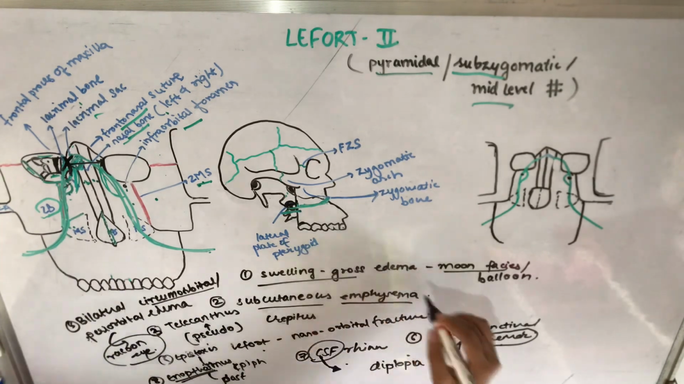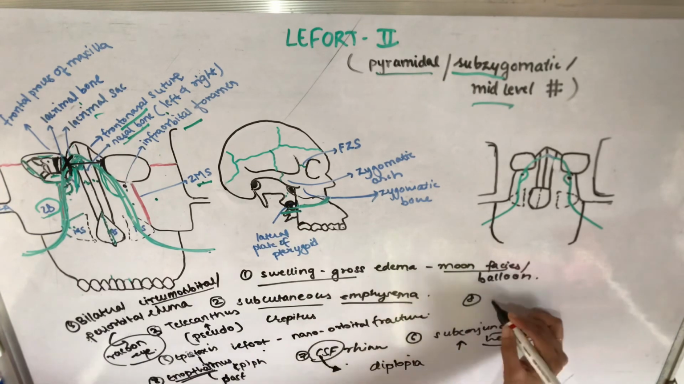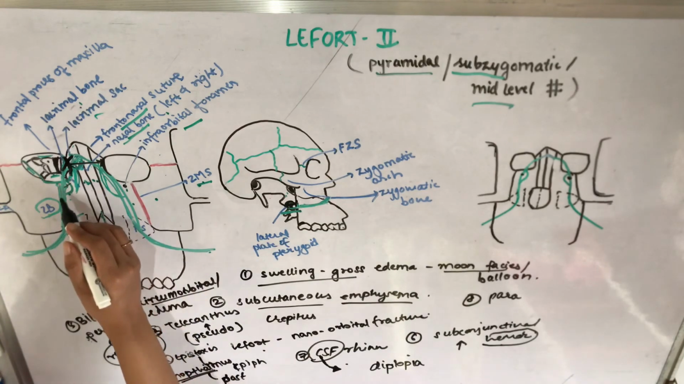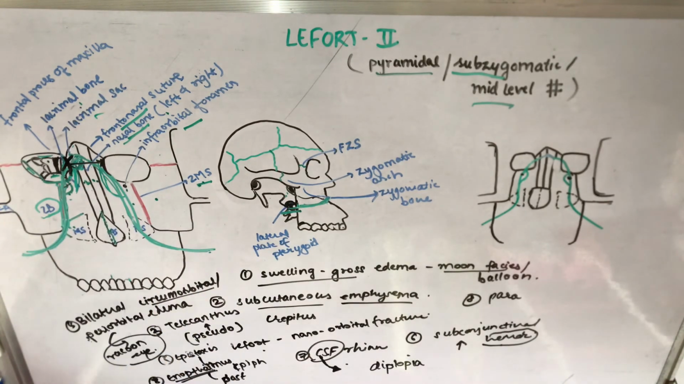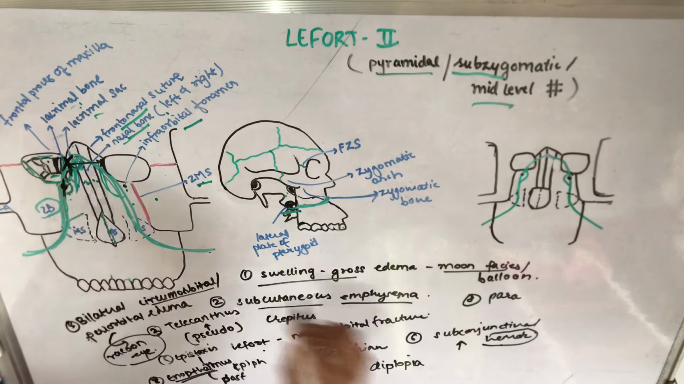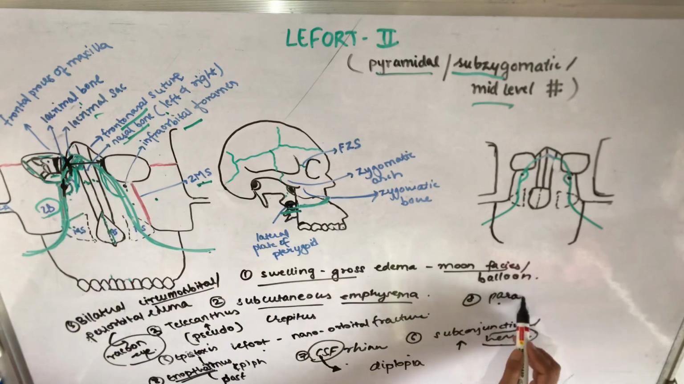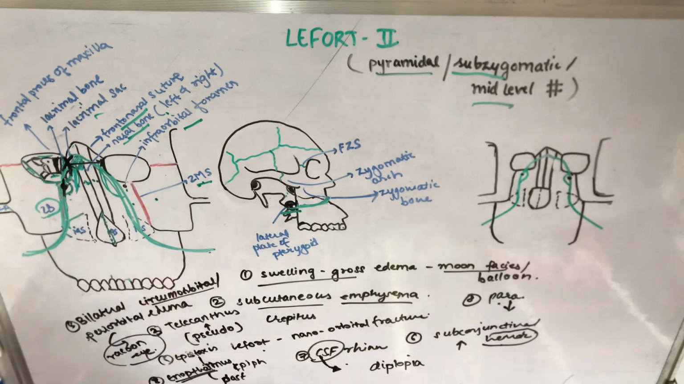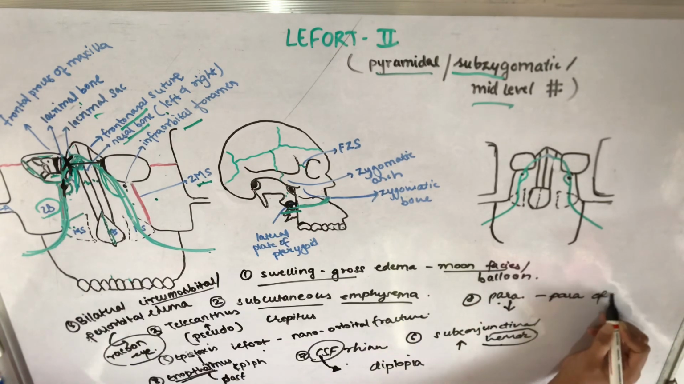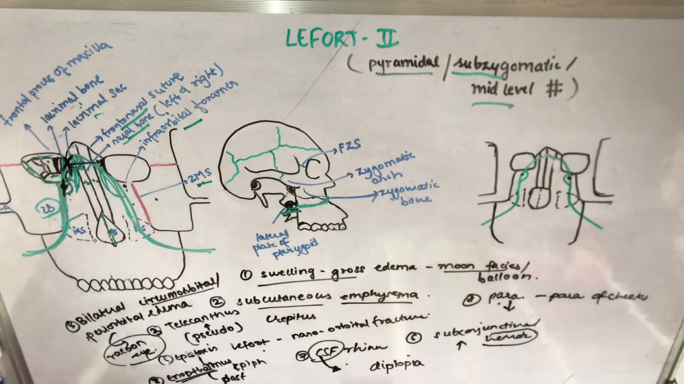Next you will see paresthesia of the infraorbital nerve. You will see paresthesia of the nerve because it is passing through the infraorbital foramen. So it causes paresthesia or anesthesia of all the structures which are supplied by this nerve, and it can lead to paresthesia of the cheeks. So this is another feature which you will see in Lefort 2.